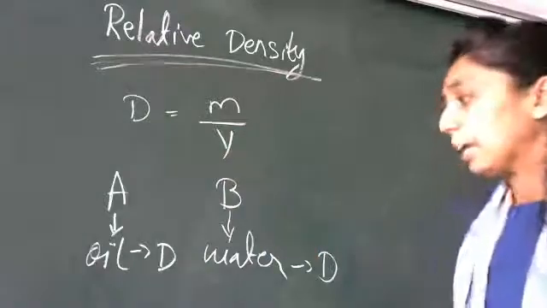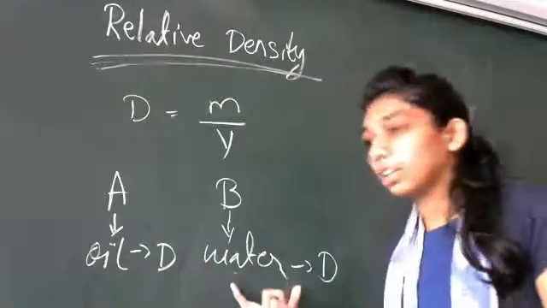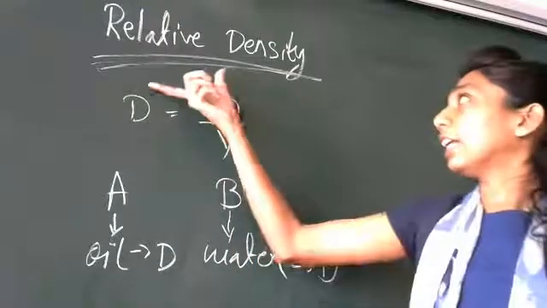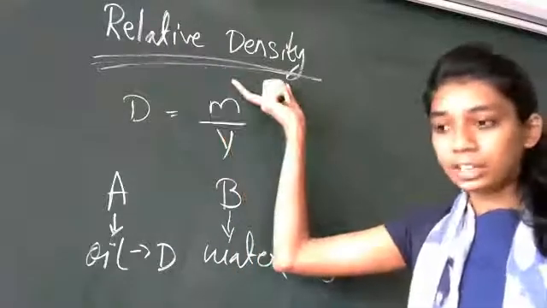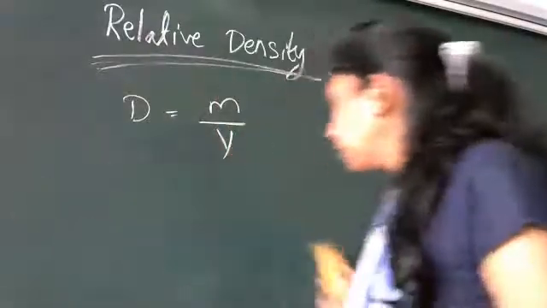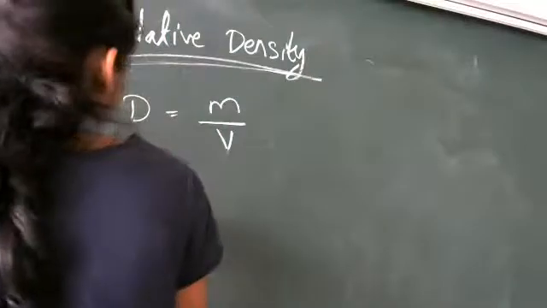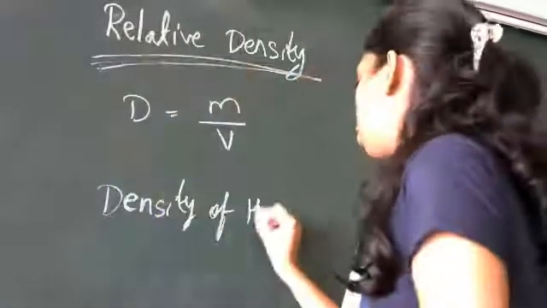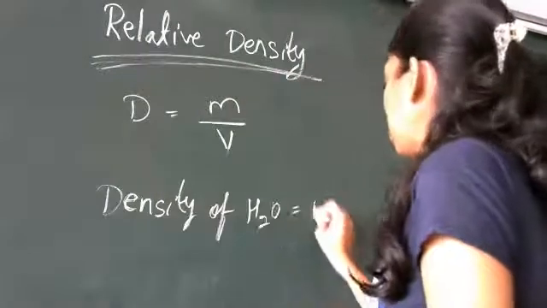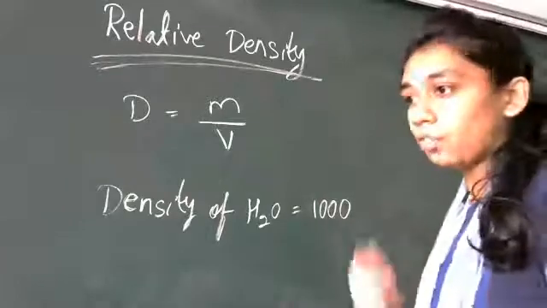See, I will repeat once more. If I compare the density of any liquid with water, then that is termed as relative density. Okay. So now I'll tell you always the density. Okay. Density of water is always equals to 1000. So what can be the SI unit of density?